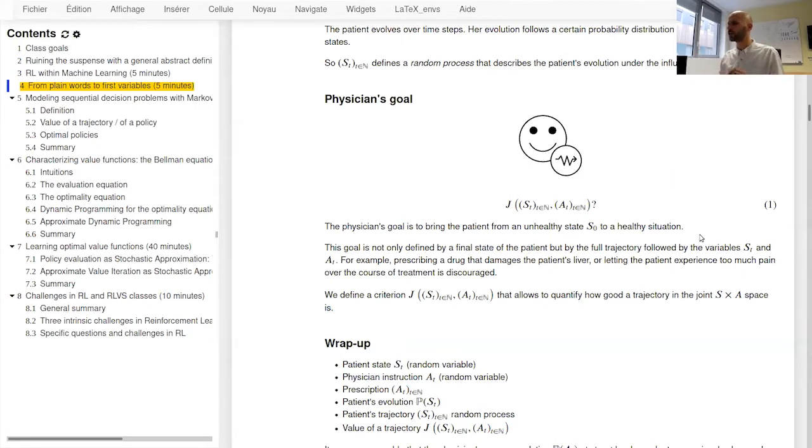For example, prescribing a drug that damages the patient's liver or letting the patient endure too much pain over the course of treatment is strongly discouraged in general by academies of medicine. So we will define a criterion over that sequence of states and actions that allows us to quantify how good a trajectory is in the joint S times A state and action space. And what we want is a way to choose actions A so that trajectories have the highest possible value for the criterion.